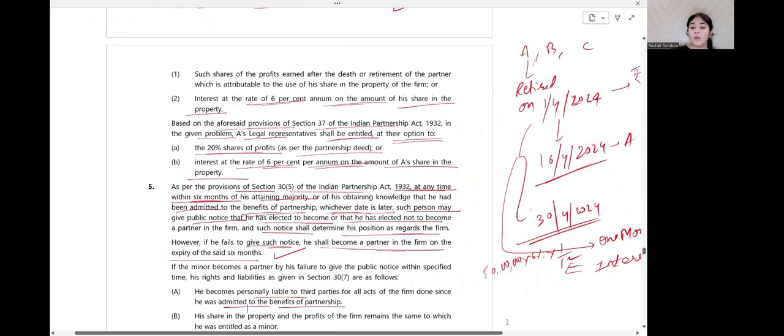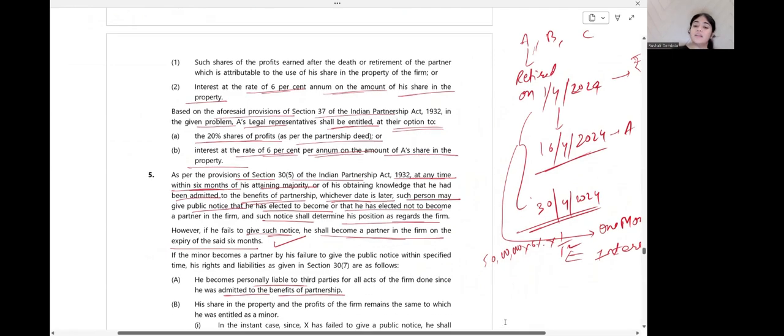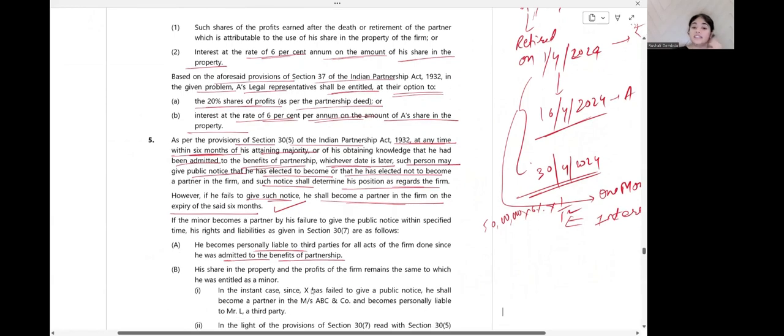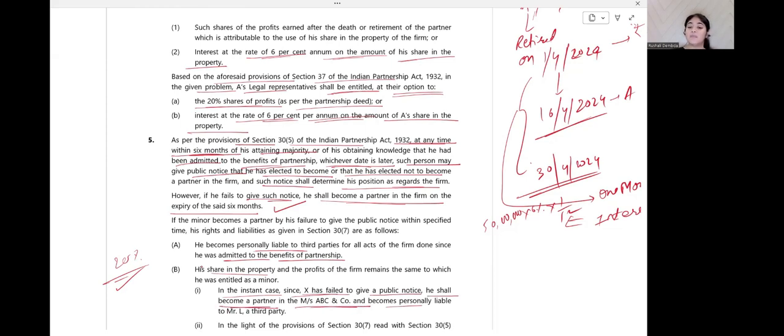His share in the property and the profits of the firm remains the same to which he was entitled as a minor. So all the rights and obligations will be the same as when you were appointed as a minor. If he was given 20% of the profit, he will now also be given 20%. In the instant case, since X has failed to give a public notice, he shall become a partner in Messrs ABC and Company and becomes personally liable to L, a third party.